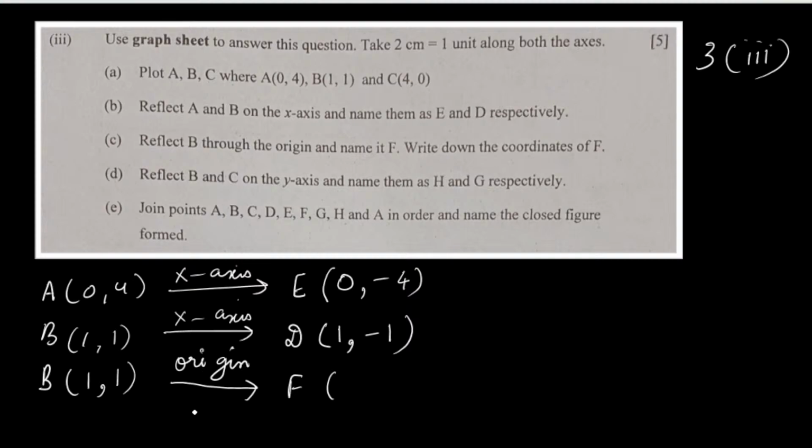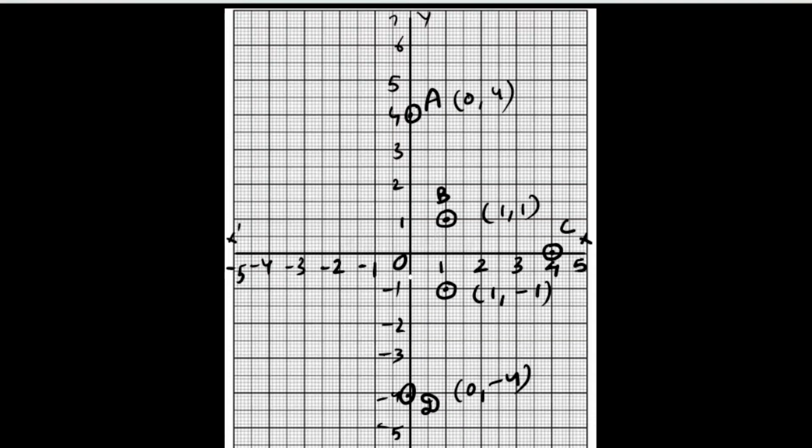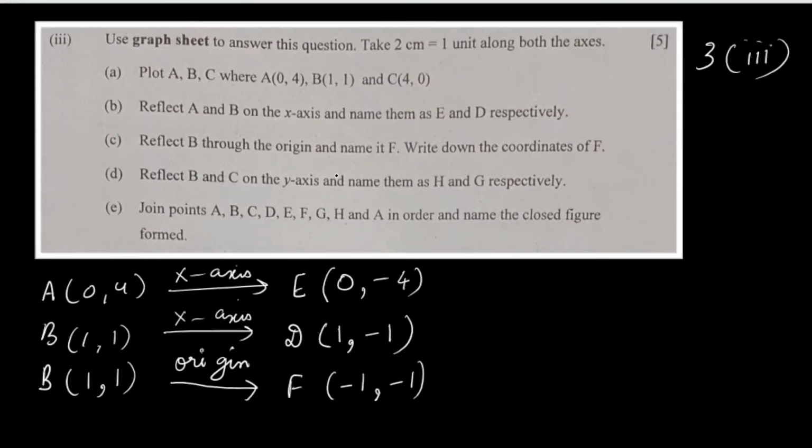Yes, if we are doing reflection through origin, both will change. X will also change, y will also change. Sign will change. So B will be changed to F and the coordinates will be -1, -1. So F is -1, -1. So -1 on x-axis, we have to locate it on the left side. So -1, -1. So I've just plotted. So this is point F. Now let's do the next.